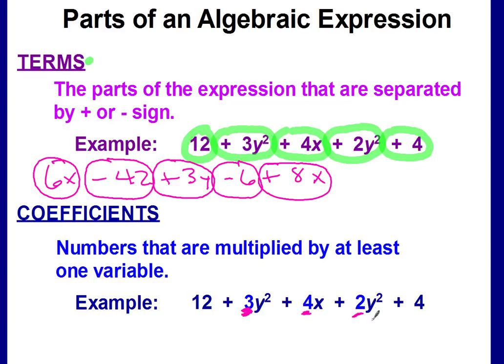2y squared is another coefficient. We want 2 groups of y squared. And 4 is not a coefficient. There is no variable. It's just a number, so it's just a constant. So we can go and we can circle. Well, maybe not, because this is actually the same expression that we have up here.